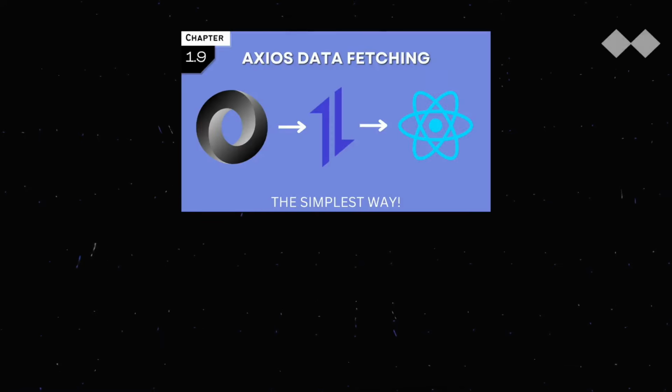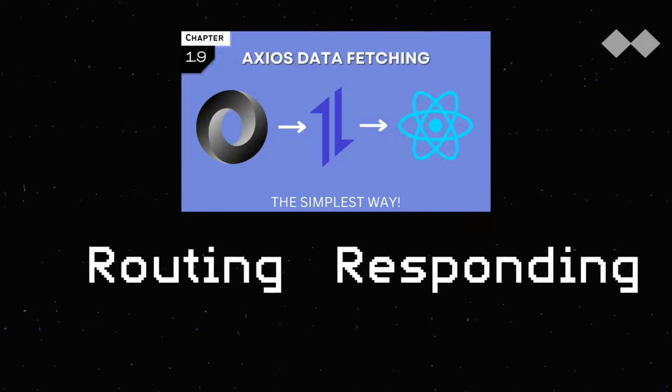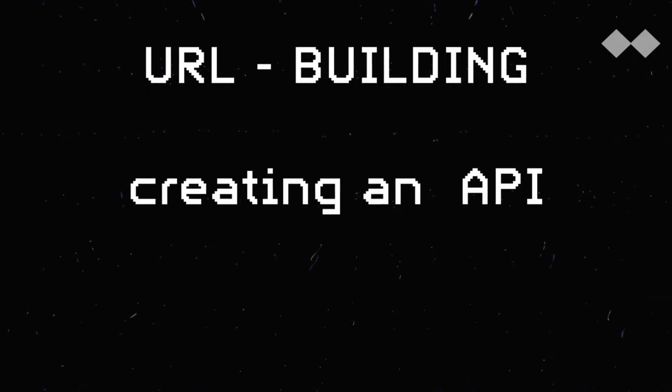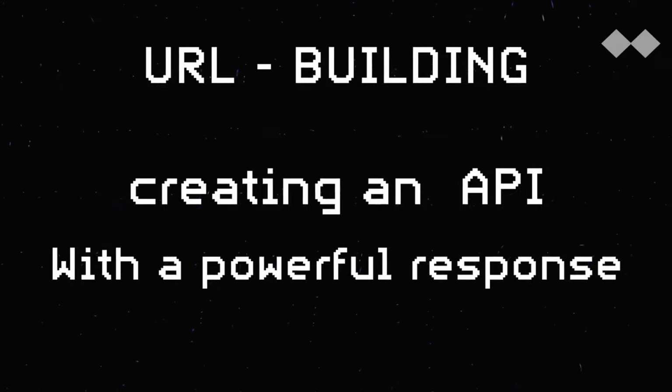As we have seen in this video of working with JSON and API earlier, it should be so clear to you that a perfect API is all about the routing and responding to the respective routes. And that's what we are going to do in this video. URL building. URL building is nothing but creating an API that acts completely powerful and responsive based on the client queries.